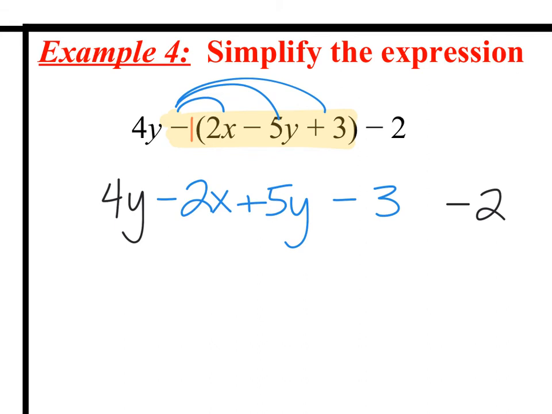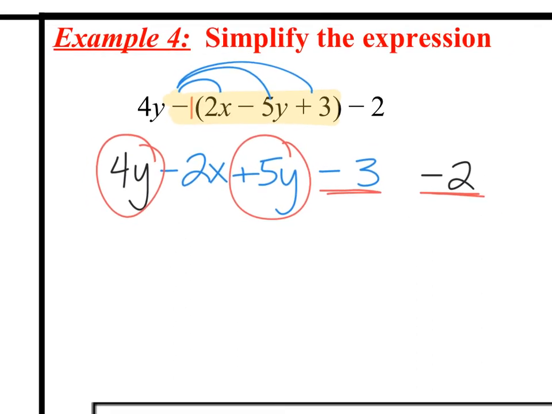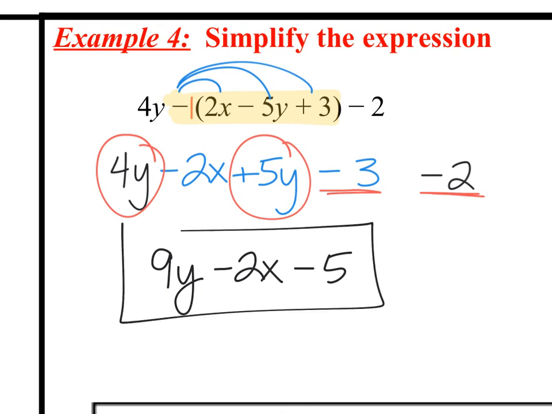Now that you have distributed, you can go ahead and combine like terms, but hold up, please make sure you mark them first. 4y and 5y are like terms. There's no other x's, so this guy is alone, but then -3 and -2 are like terms. So let's go ahead and combine them. 4y plus 5y is 9y. Let's bring down the -2x, and then -3 minus 2 is -5.